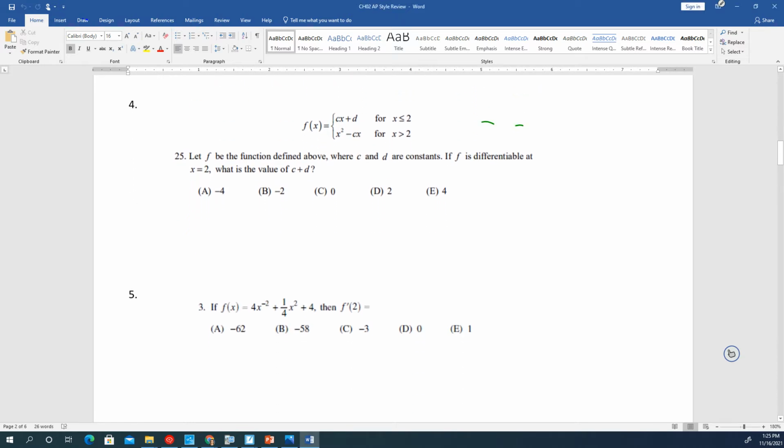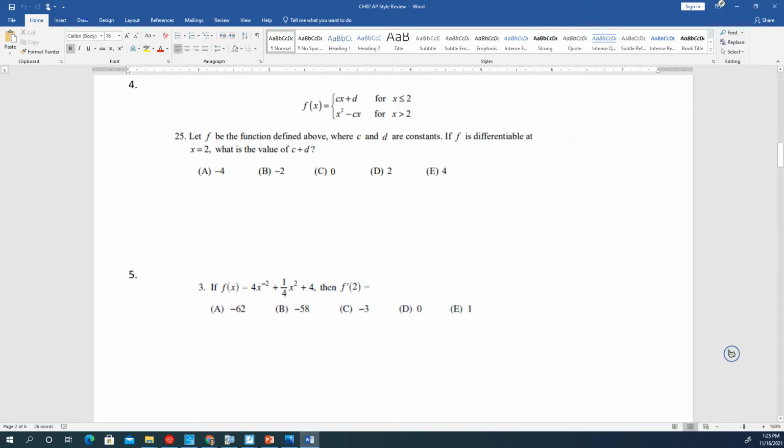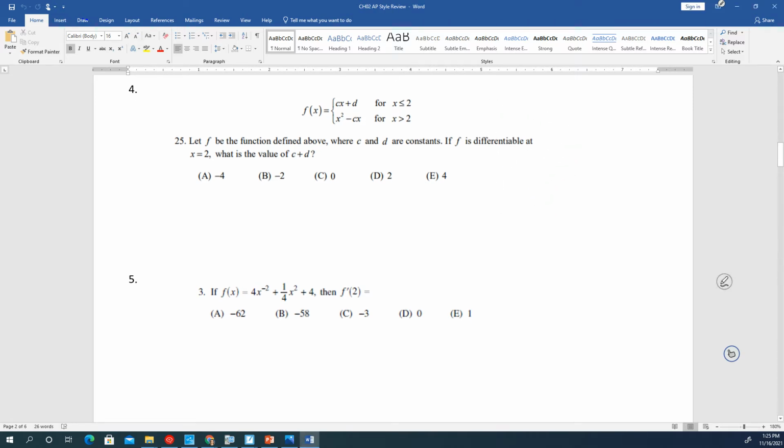Let's try another one. Ooh, this is a good one. This one's kind of a tough one. Okay, no calculator again. Let f be the function defined above. So we got a piecewise function here. c and d are constants. If f is differentiable at x equals 2, what is the value of c plus d?